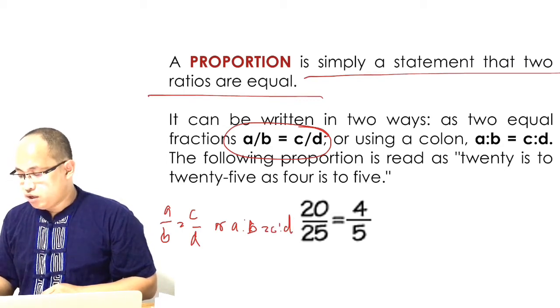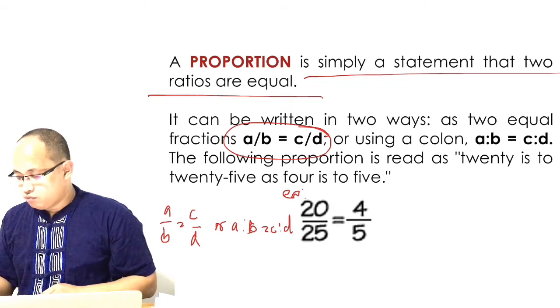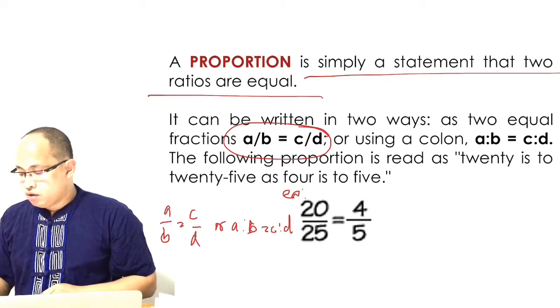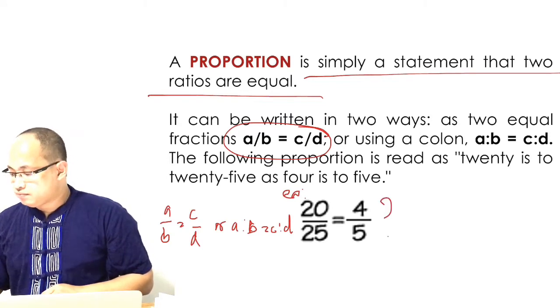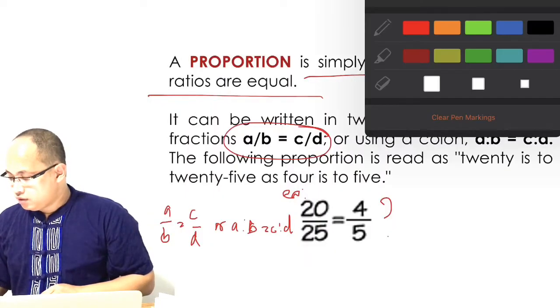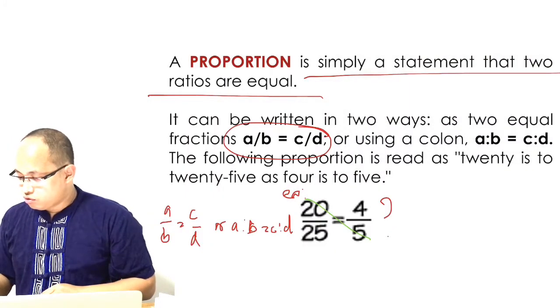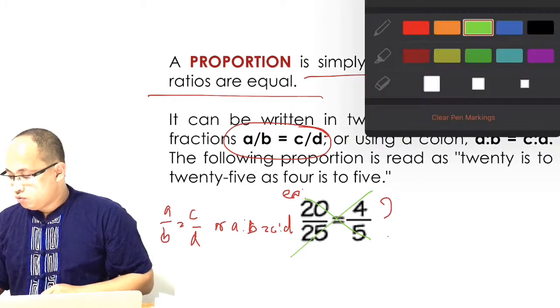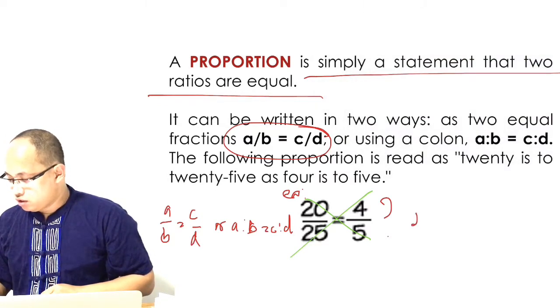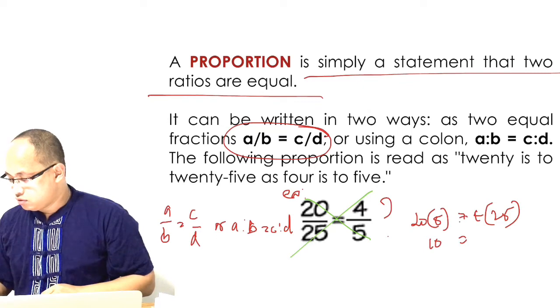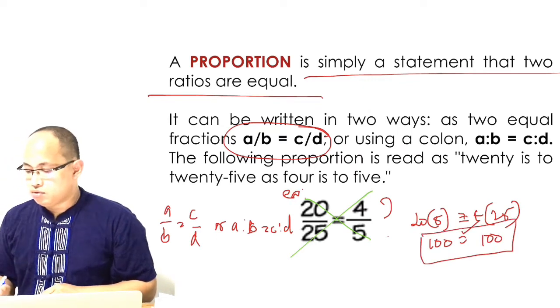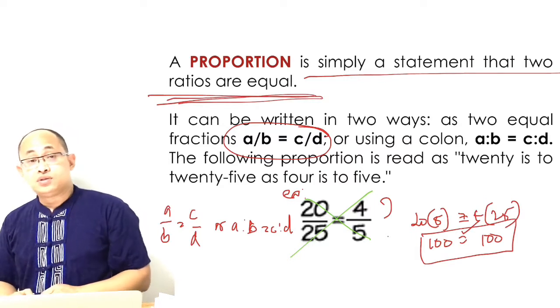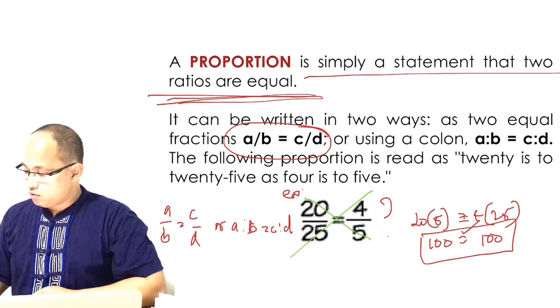Now let's have an example here. You have 20 over 25 is equal to 4 over 5. Why? What you do is cross multiply the two. Once you cross multiply, it becomes 20 times 5 is equal to 4 times 25. So this is 100 equals 100. Therefore, these two are equal. So from the definition itself, the ratios are equal.